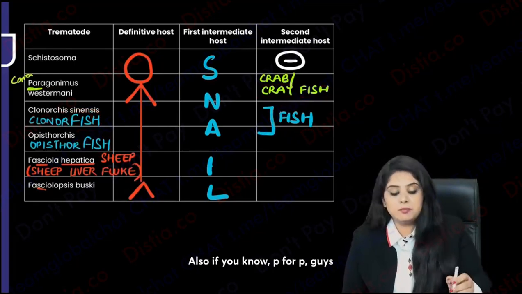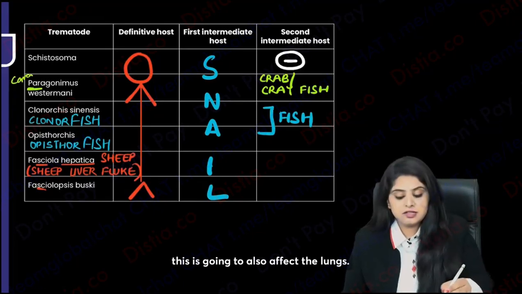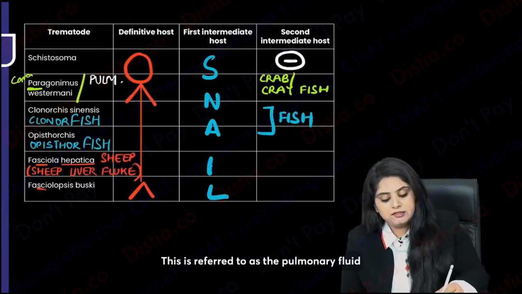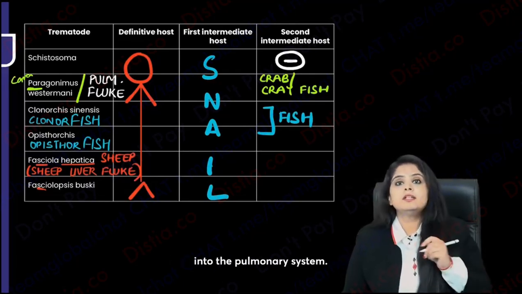Also, if you note P for P, guys, this is also going to affect the lungs. That is why, what is the other name for this? This is known as the pulmonary fluke. It is referred to as the pulmonary fluke because Paragonimus is going to go into the pulmonary system.